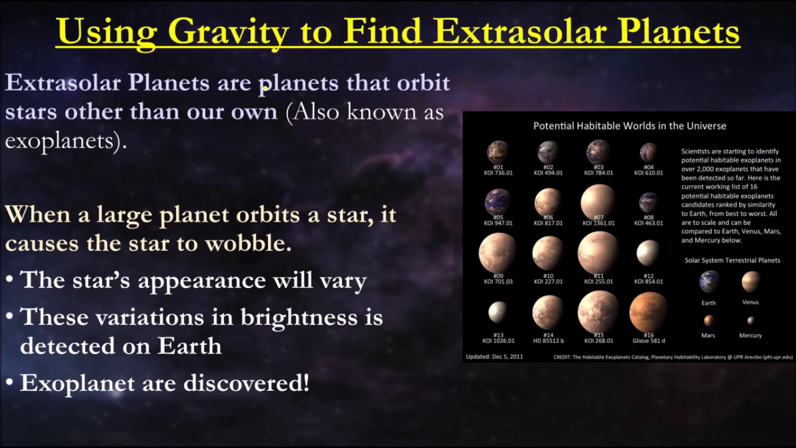Just a little bonus for you. We actually use gravity to help us find extrasolar planets. So planets that orbit around stars, also exoplanets, similar to ours, we know that when a large planet orbits a star, it causes the star to wobble in a way. The star's appearance will vary. These variations in brightness can be detected on Earth, and that's actually how one of the methods can be used to discover exoplanets. These are the different types of exoplanets that we've found at this point now. So there's an application for you.